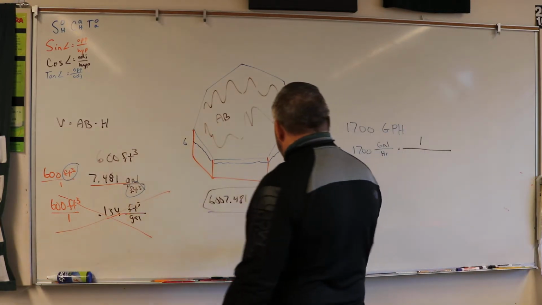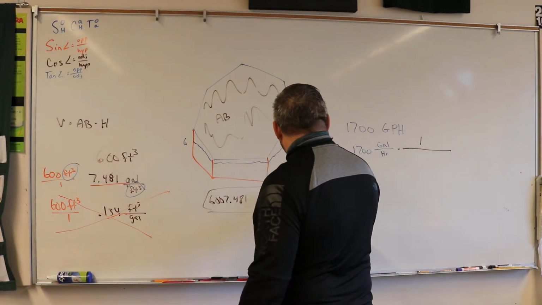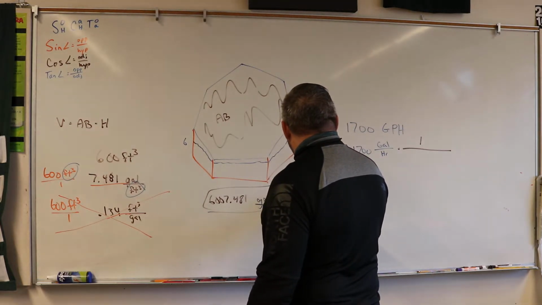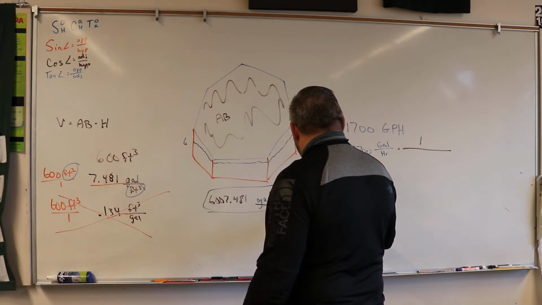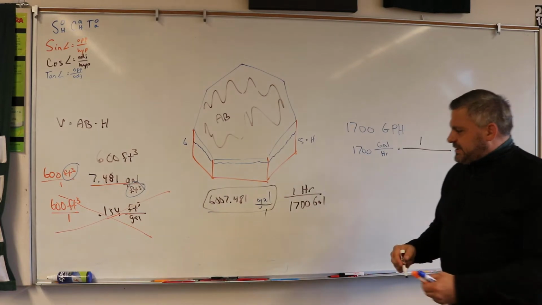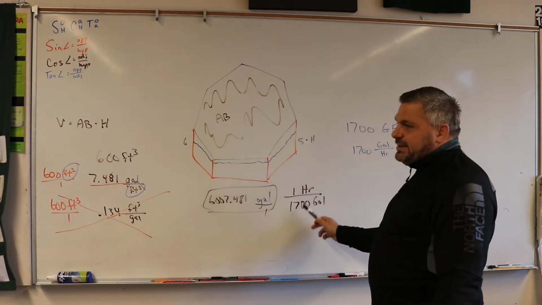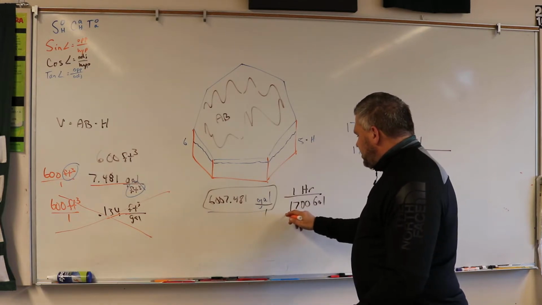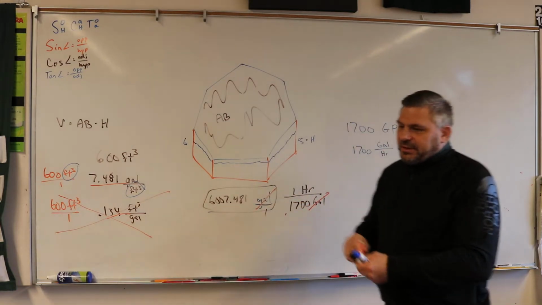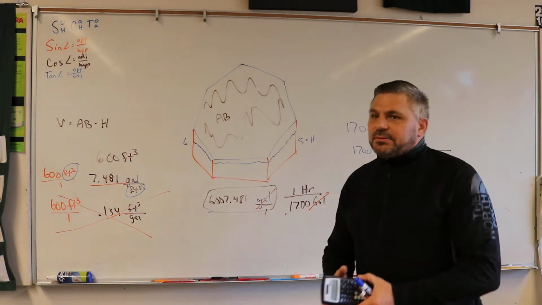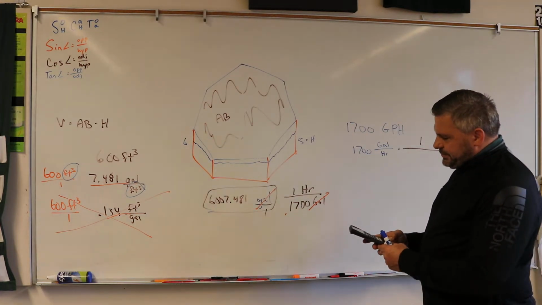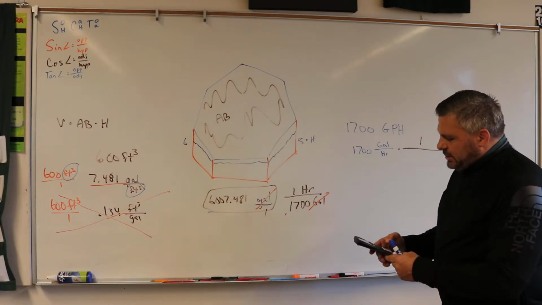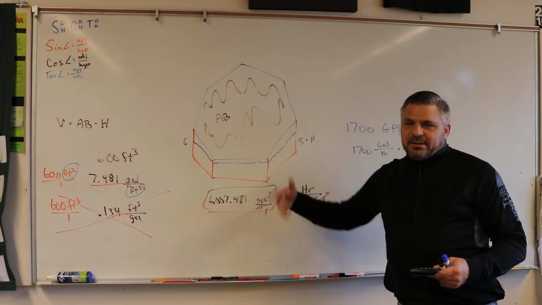Alright, since this one's already here, let's flip this one and go. This is going to be 1 hour per 1,700 gallons. Now what happens is I'm going to divide this by this, and the gallons are going to go away. It's really important to write this down so you know your units. Since that number was already in my calculator, it's just easier.